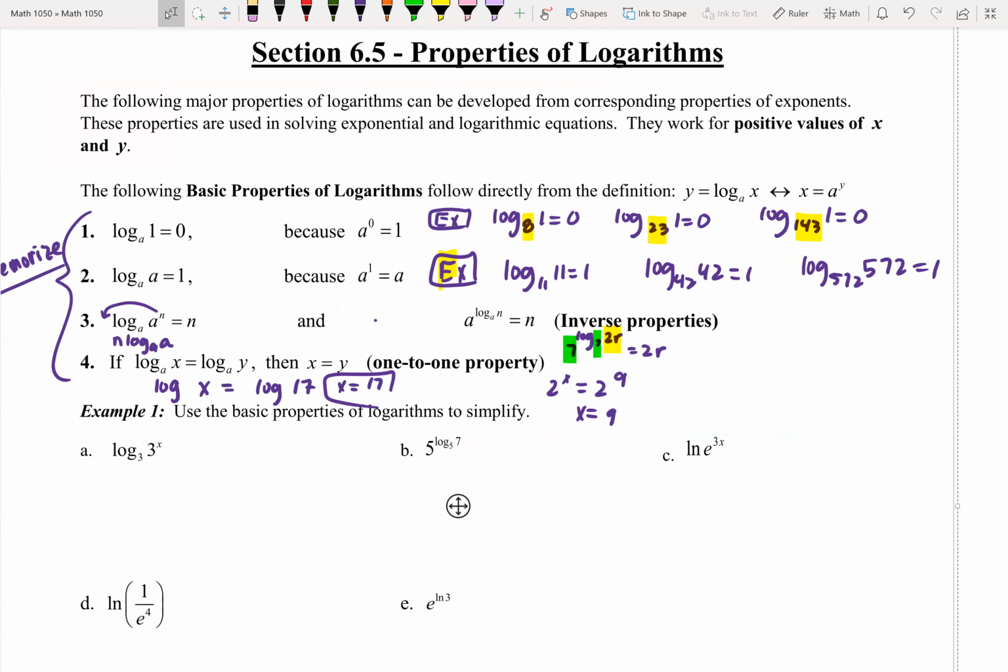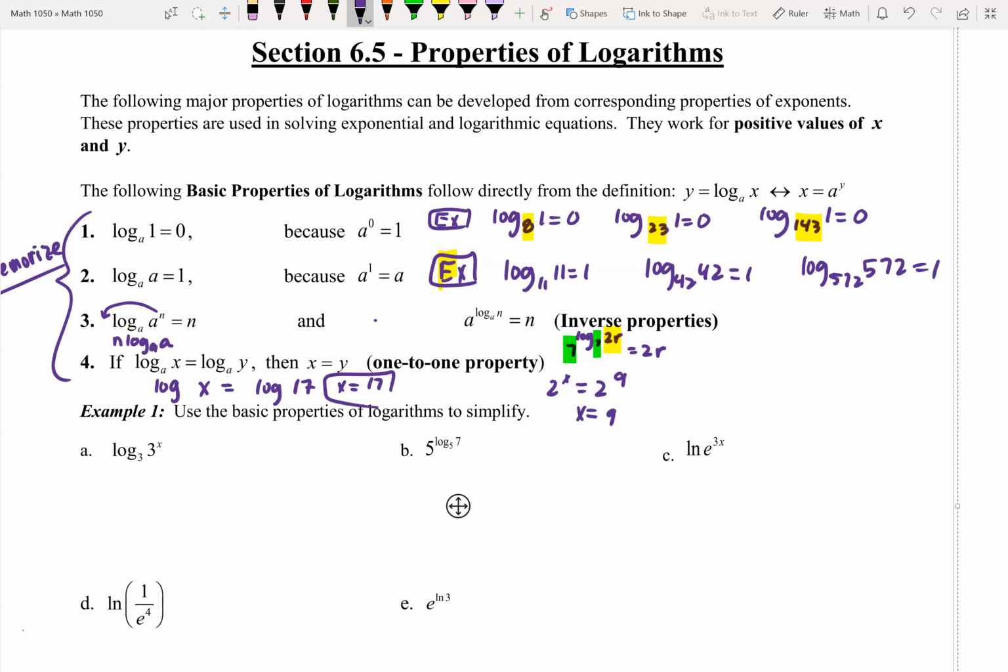Okay, so we already went through these rules, okay? So I'm going to talk about them for like 2 minutes, and that's all I'm going to do. So remember, the first rule is log base a of 1 is 0. So what you have to remember is log base 8 of 1 is 0, log base 23 of 1 is 0, log base 143 of 1 is a 0. It's just something you have to remember, okay?